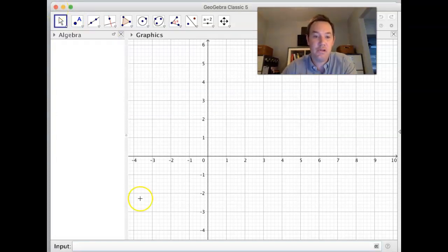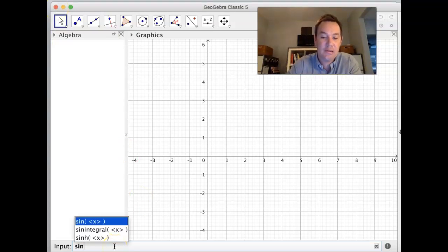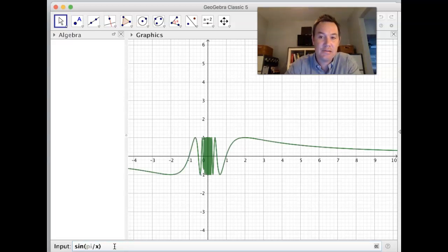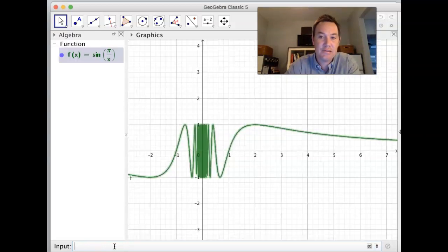I'm going to use GeoGebra just because it's a little more robust. If we look at sine of pi over x, we end up with this. What's going on here is as you approach 0, this sine function begins to oscillate faster and faster.